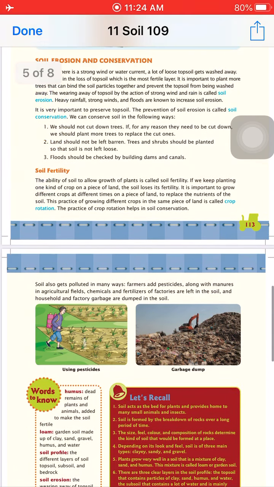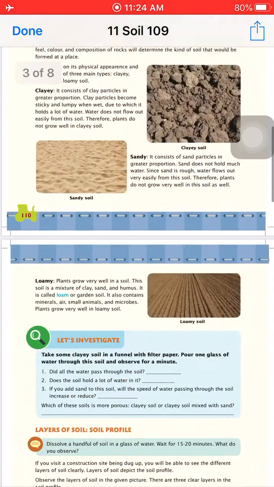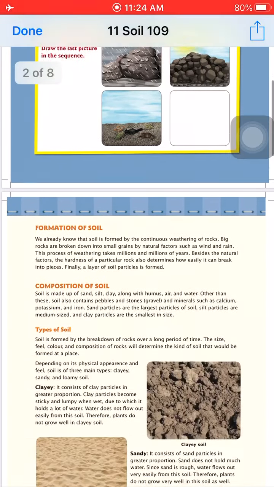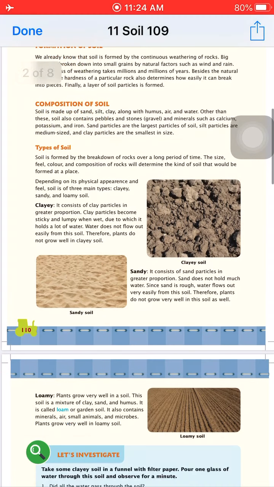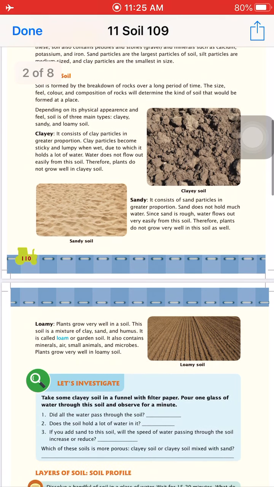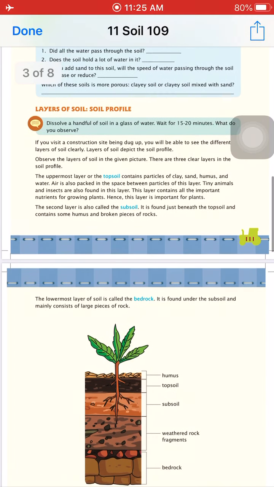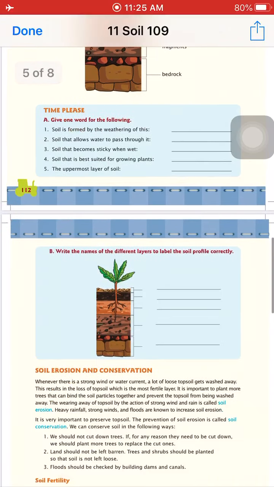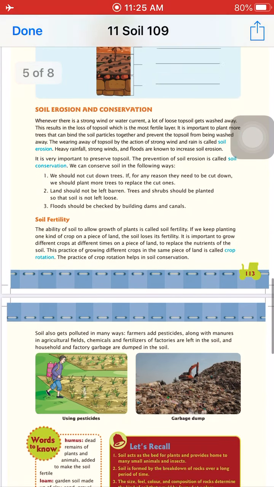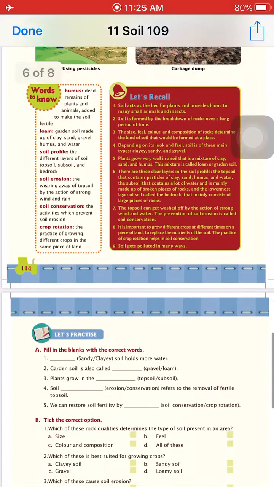So this is all about this chapter. Firstly, we talked about the formation of soil, then the composition of soils. After that we discussed the three types of soil: clay soil, sandy soil and loamy soil, and the three types of soil profiles and soil layers. After that, soil erosion and conservation.